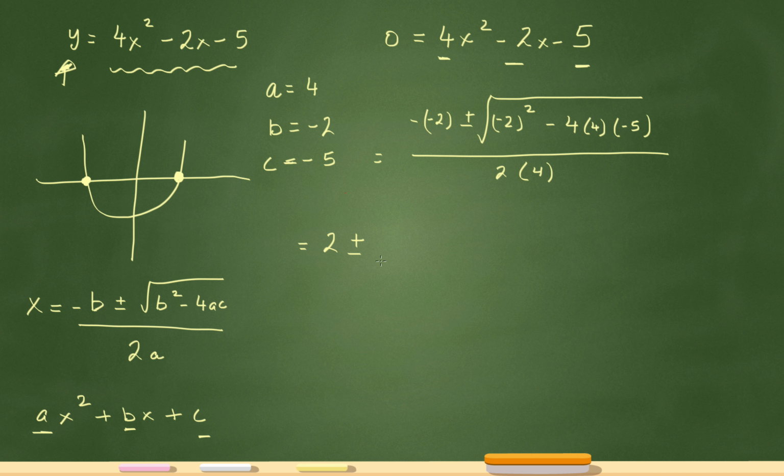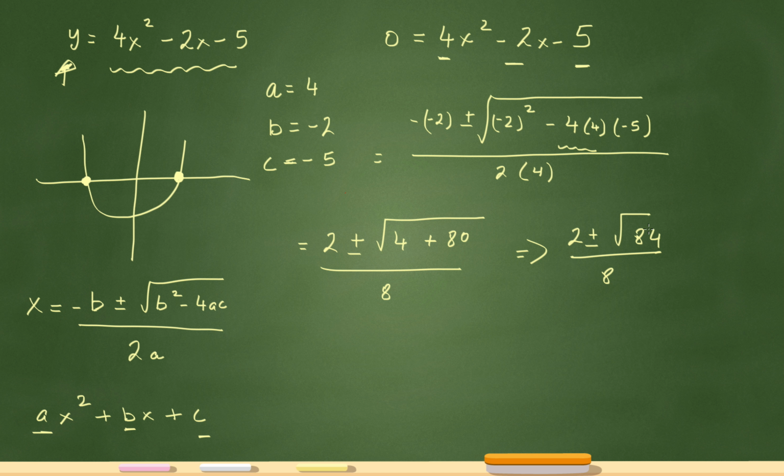So the negative there cancels out. -2 squared is 4. 4 times 4 is 16. So that'll be -16 over here. -16 times -5 will be +80. So that's what I'm going to have there. And all of this is going to be divided by 8. So if I move this over here, this would just be 2 plus or minus square root of 84, all of that divided by 8.